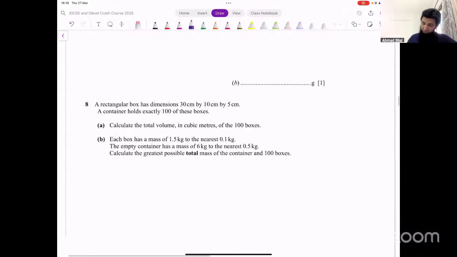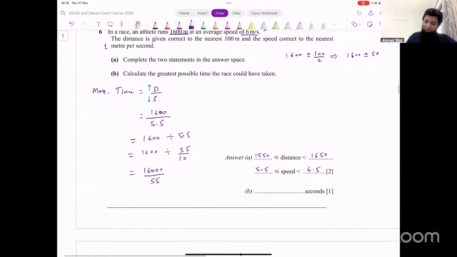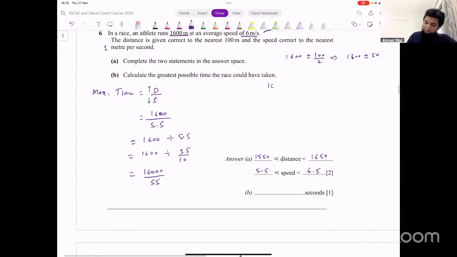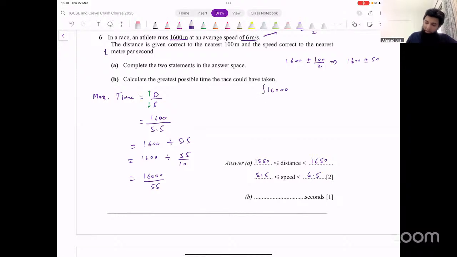Okay, anyway, if you have to do this manually, how to do that? Let's do the division. 16,500 divided by 55. Let's see what we get from this.